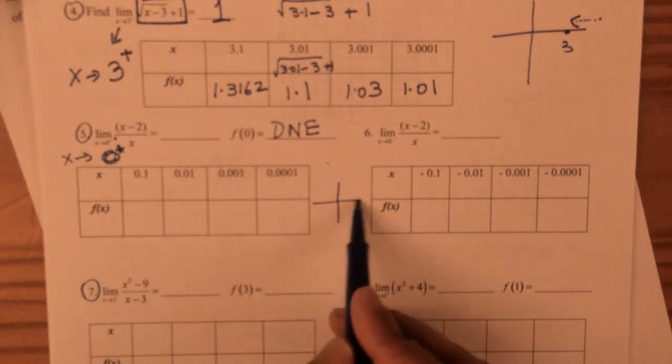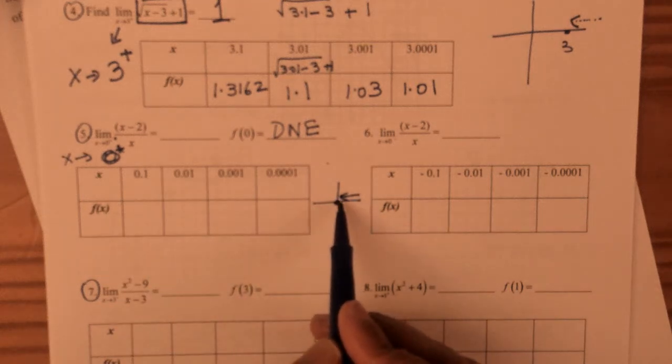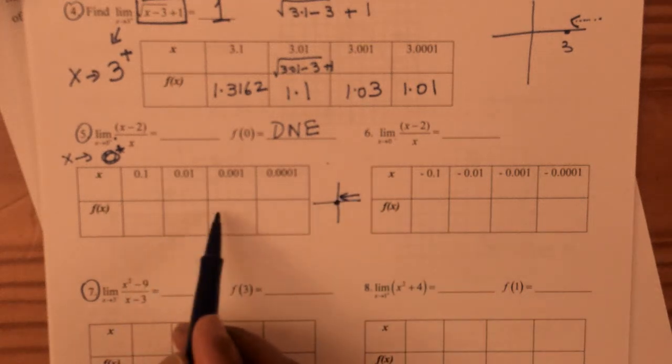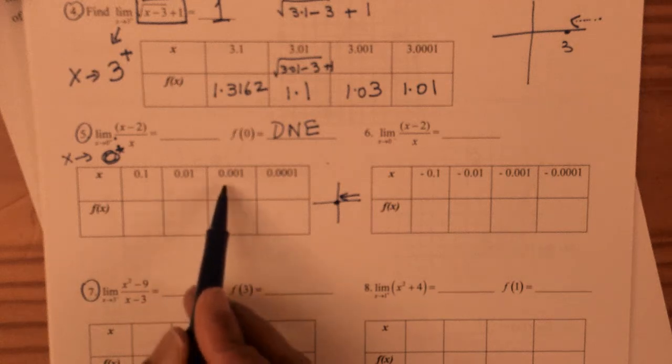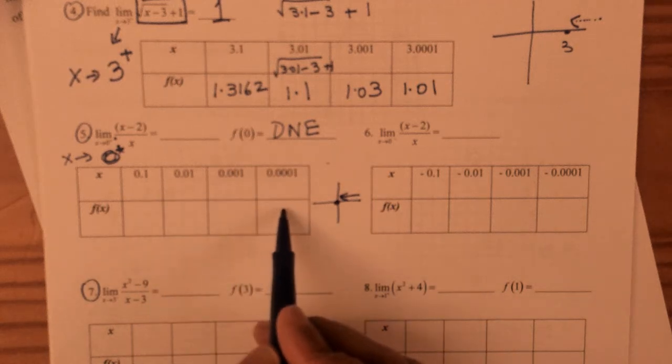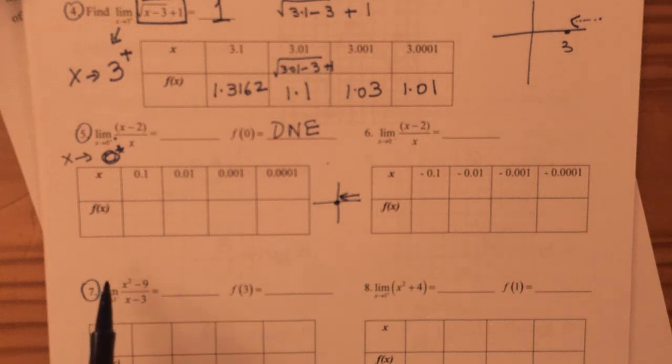So let's draw a graph here. So this is 0. It says 0 plus, so you're approaching it from here. So what is slightly above 0? 0.1. But you want to get closer and closer to 0. 0.01, 0.001, 0.0001. And what is the value of f of x?